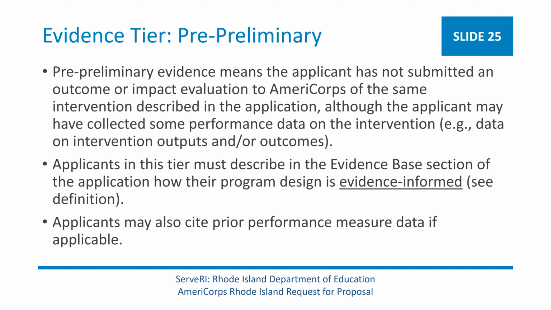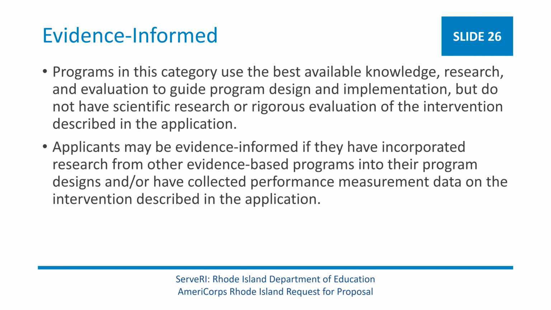You must, in this tier, describe in your evidence-based section of the application how your program design is evidence-informed. And again, if you do have data that you've collected about your work from the past, even before AmeriCorps was part of it, you'll want to include that in pre-preliminary. But we need to understand this evidence-informed. What does that mean? If you are going to be evidence-informed, you're going to describe how you fit this definition. That you use the best available knowledge, research, and evaluation out there to guide your program design and implementation, even though you do not have scientific research or evaluation that's been done on your intervention.